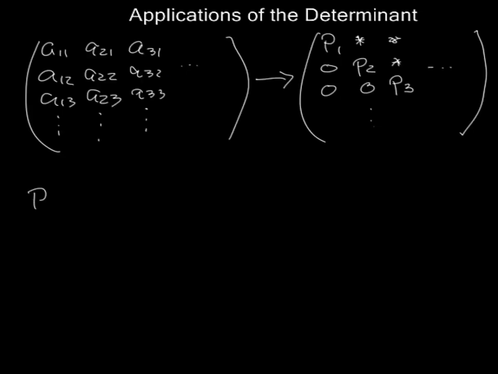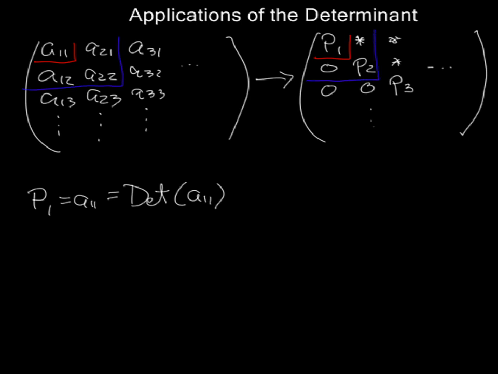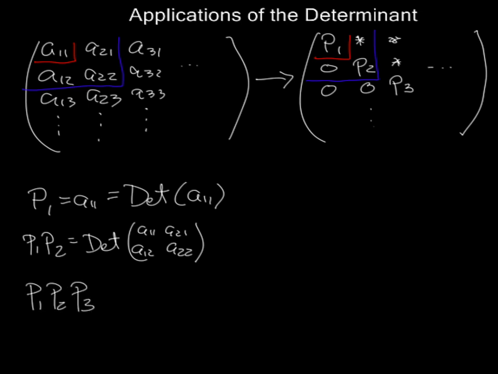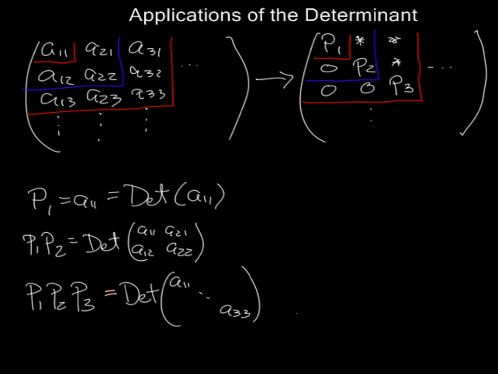So let's go on and keep going. What happens here? So I just said P1 is A11, which is the determinant of this 1 by 1 matrix. And the next step is you see that the determinants match up, which is to say P1, P2 is the determinant of this 2 by 2 matrix. And the next step is you look at the next size and you see P1, P2, P3 is the determinant of this upper left-hand corner, the 3 by 3 upper left-hand corner. And clearly that keeps going.